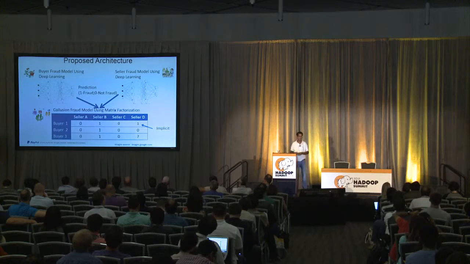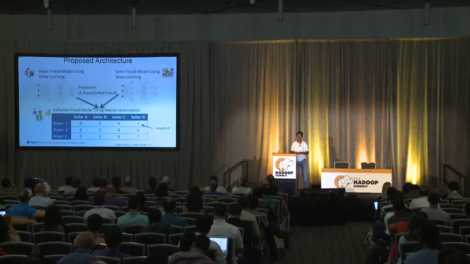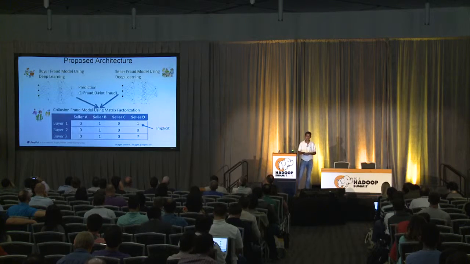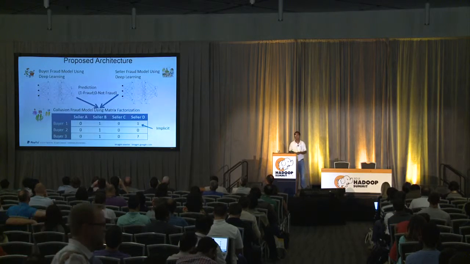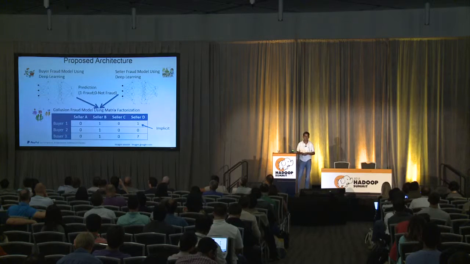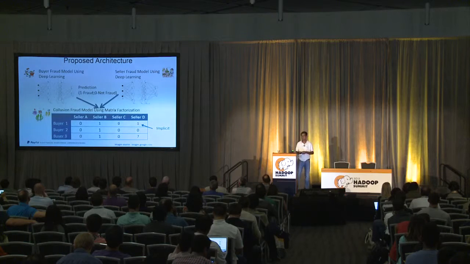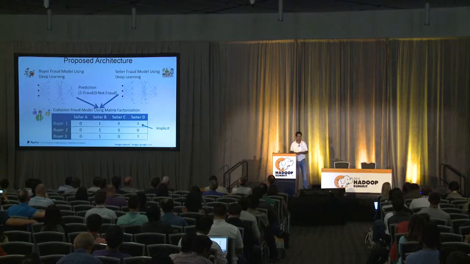In my proposed architecture for the buyer fraud model and seller fraud model, I use deep learning. I'll go over why I picked deep learning for the buyer and seller fraud models, and use the predictions of the deep learning network to build the collusion fraud model using matrix factorization. In this case, the matrix of buyers and sellers, and the tags, are obviously implicit instead of explicit, unlike a movie scenario.